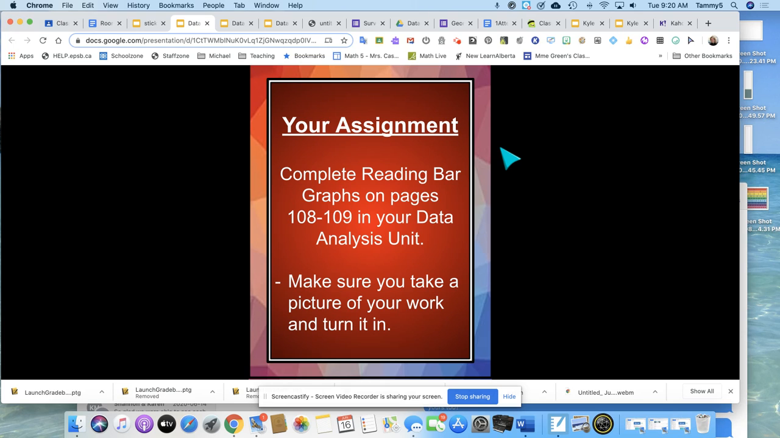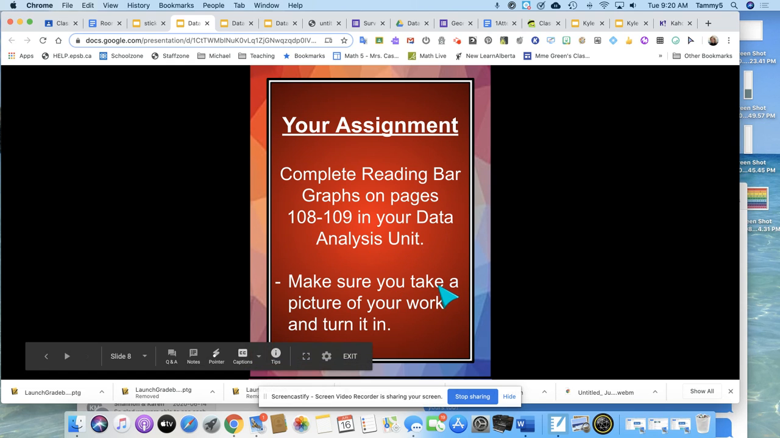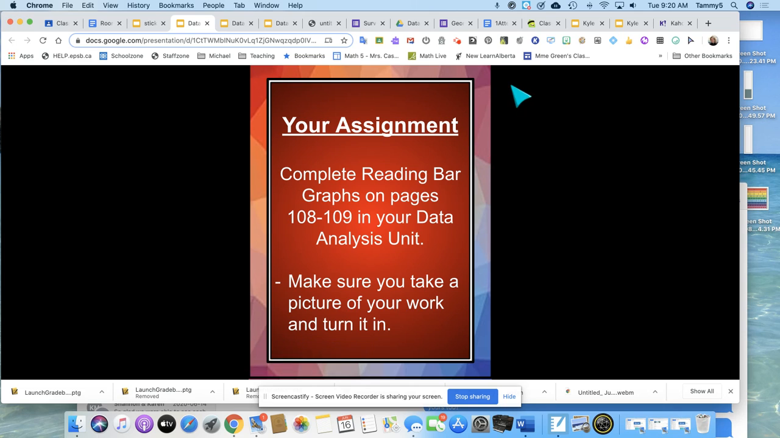Okay, hopefully that was a quick, easy review for you. So your assignment today is to complete the reading bar graphs assignment on pages 108 and 109 in your data analysis unit. Make sure you take a picture of your work and turn it in.